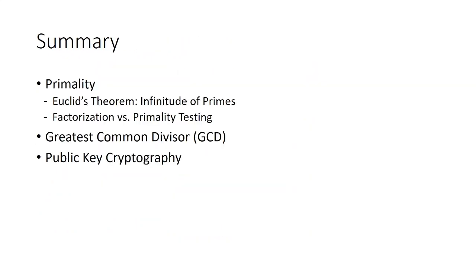So we have discussed primality. One of them is Euclid's theorem, and another one is factorization and primality testing. We have discussed the greatest common divisor. It requires factoring, but that is really expensive. So that's why we can use other methods to find GCD without factorization. And with prime numbers, we can use public key cryptography. That's it.